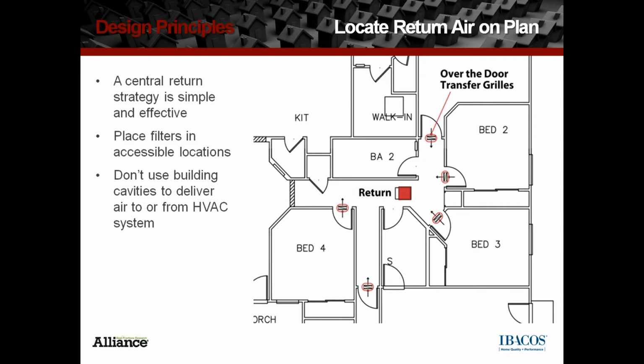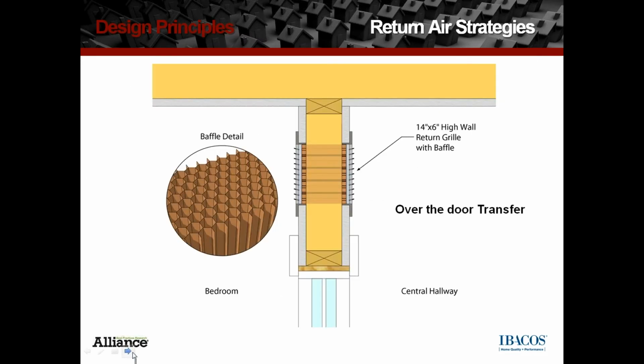We don't want to see the use of building cavities to deliver air, but you can use over-door transfers or high-low transfers for return. Here is the cross-sectional view of an overdoor transfer. An overdoor transfer can simply be a hole in the drywall on either side of the wall, inside and outside, with a grill on it.